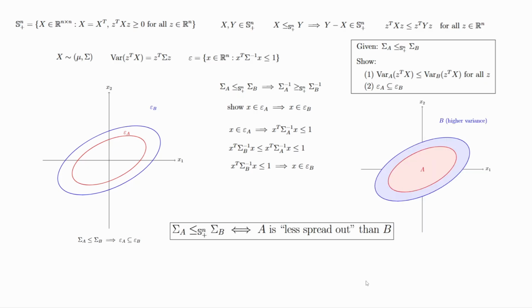So I just thought this was really cool and I wanted to show you guys. So now we have a way to compare the variance of datasets using the positive semi-definite cone ordering, and we understand what that comparison actually means geometrically.